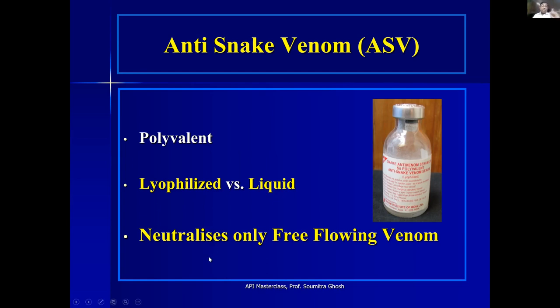And you will have to keep in mind that this anti-snake venom can neutralize only the free flowing venom. So it is a task of neutralization. It is almost like titration, like acid and alkali. So we cannot expect that clinical features which have been tissue fixed by the venom activity can be reversed by this antivenin. Only the free flowing venom is neutralized.